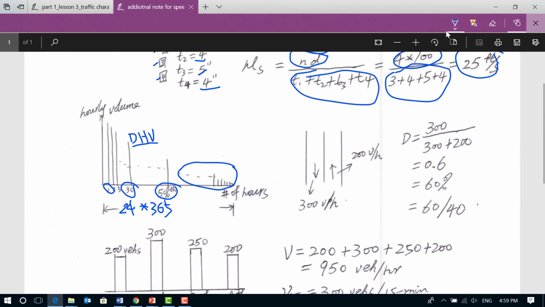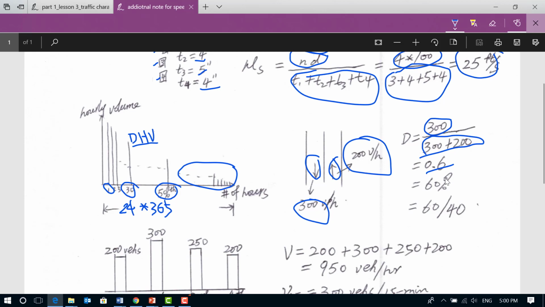For this one, I have two directional volumes as an example. For the southbound direction, let's assume I have 300 vehicles per hour, and for the other I have 200 vehicles per hour. Now, how do we calculate the directional factor? The directional factor is the dominant directional volume divided by the total traffic volume in both directions. In other words, the larger one is 300, divided by the total, which is 500.